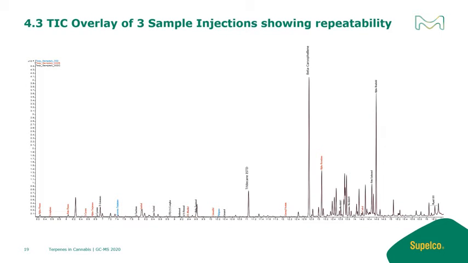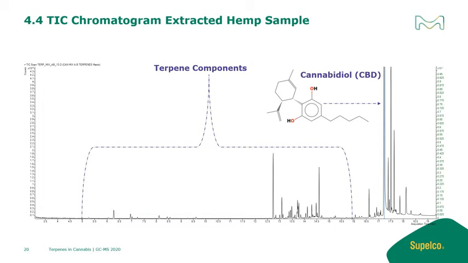In this case, we're taking a look at an overlay of 3 sample injections showing repeatability. Even with matrix interferences, the method reproducibility is easily achieved. Sample preparation and robust GC inlet conditions are key in order to achieve this. Note here that the larger sample components do not interfere with the quantitation and identification of the terpene analytes. As you can see, CBD cannabidiol is one of the major components here. However, its retention time is not anywhere near our analytes of interest where the terpene components elute.